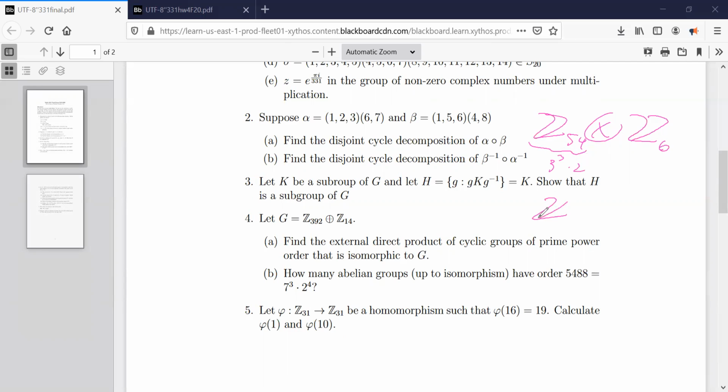So it would be Z27 times Z2 times Z3 times Z2. Is that correct? Is that the meaning of external direct product? I think so. I'm not sure, because I did mine like that too, but I'm not sure whether that's the external direct product. I believe that it is, but let me look this up to verify.